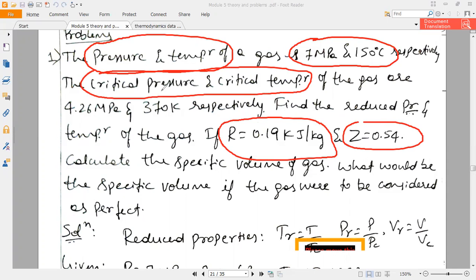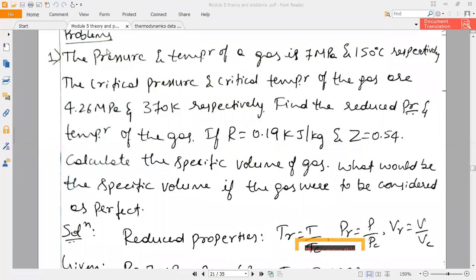See, in this problem the critical pressure and critical temperature are given because the gas is not specified here, it is simply given as a gas. Suppose in other problems, instead of gas, they give oxygen or nitrogen or carbon dioxide. In such cases, to collect these two properties you should go to the thermodynamics data handbook. But in this problem, the critical pressure, critical temperature and Z are all given, so it is very simple to find the unknowns.